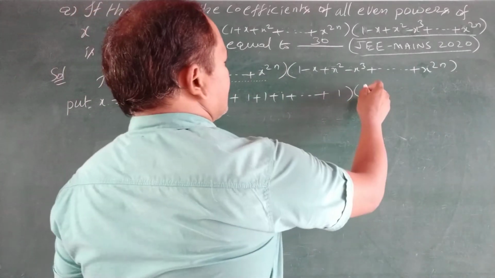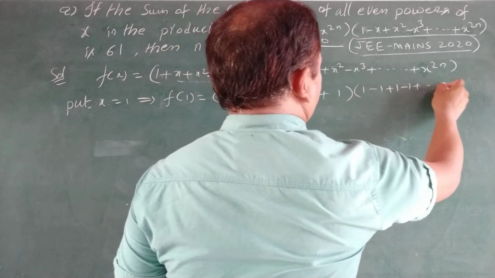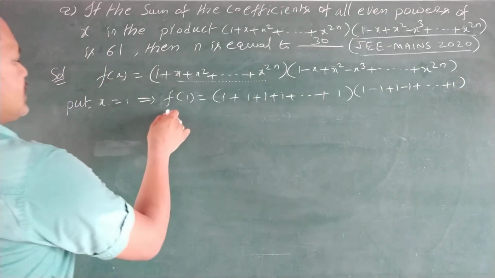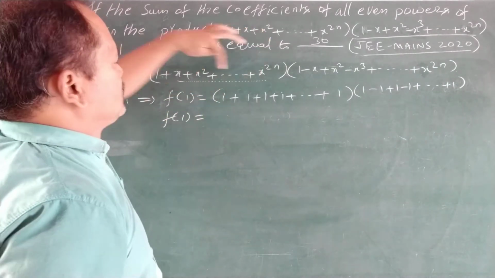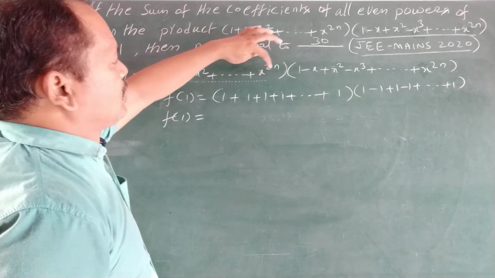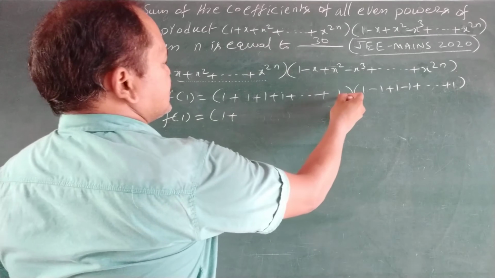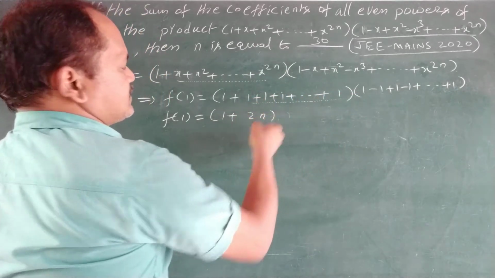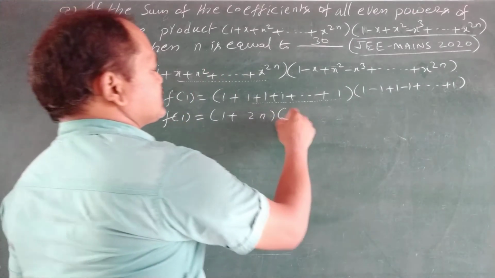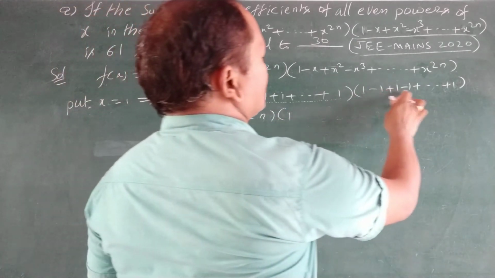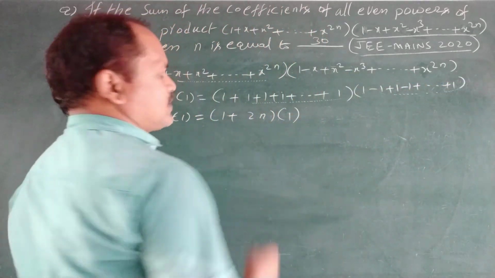Similarly, here it is 1 − 1 + 1 − 1 + 1 ... up to + 1. Observe clearly, from 1, 1, 1 up to 2n there are 2n terms, so 1 plus this part of 2n terms, 2n times of 1s. Here it is 1, so the remaining all get cancelled. That's why it is 1.